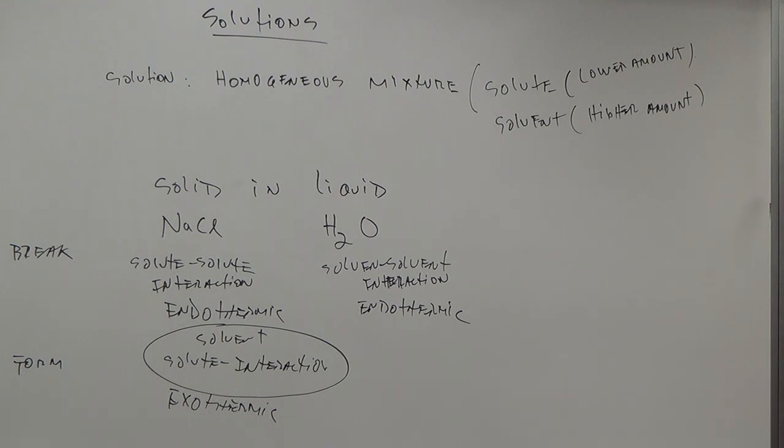Now, if it is exothermic, in general it will take place. If it releases energy, it will want to do it. If it's endothermic and this number is too big, it will not occur. If this number is somewhat small, 30, 40 kilojoules per mole, it will occur at room temperature.